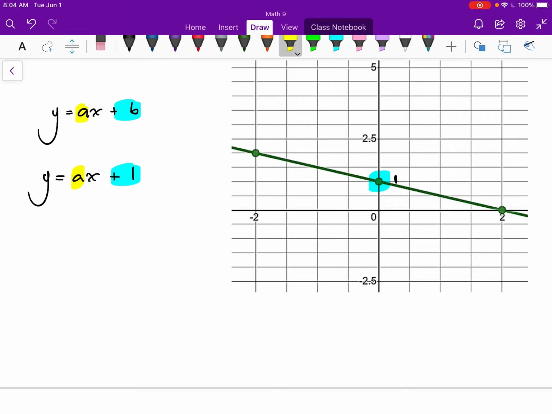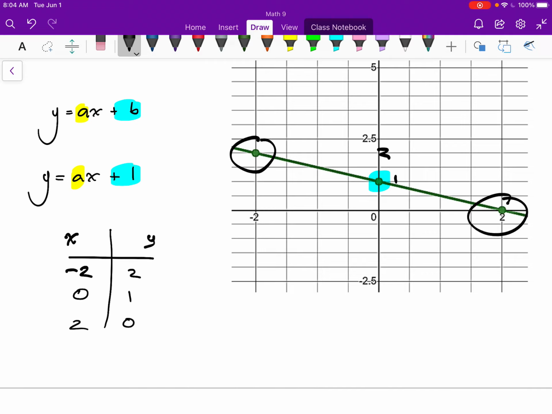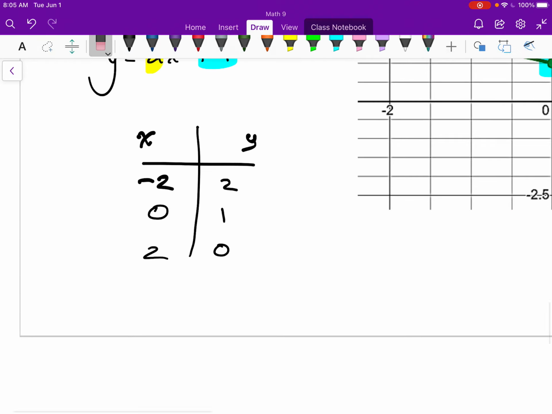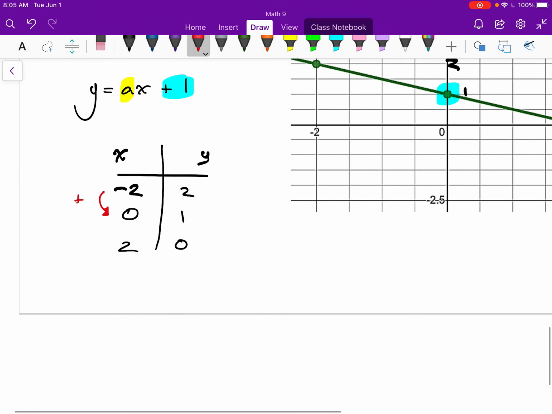And so if I look here, I'll make a table of values again. When x is negative 2, y is 2 by looking at the scale. I already saw when x is 0, y is 1. And when x is positive 2, y is 0. Okay, so what is my average rate of change? Well, if I look at the table, which comes from the points that were given on the graph, as x goes up by 2, y goes down by 1.